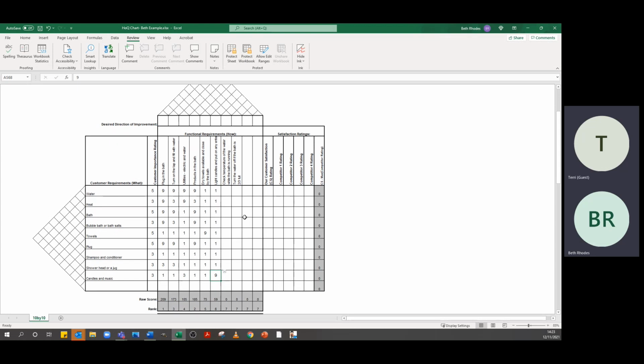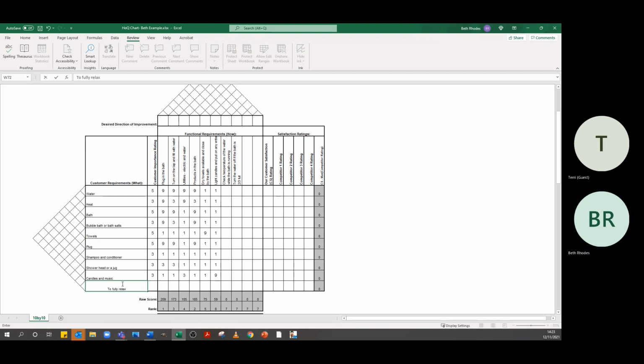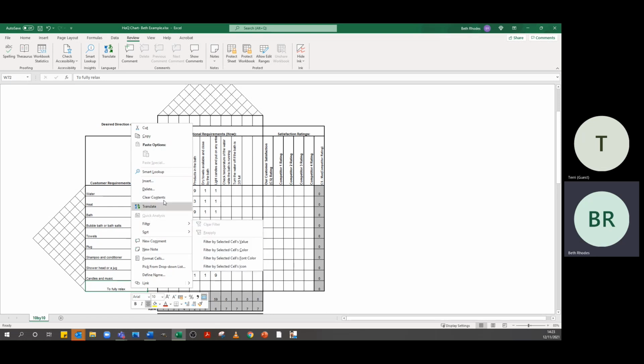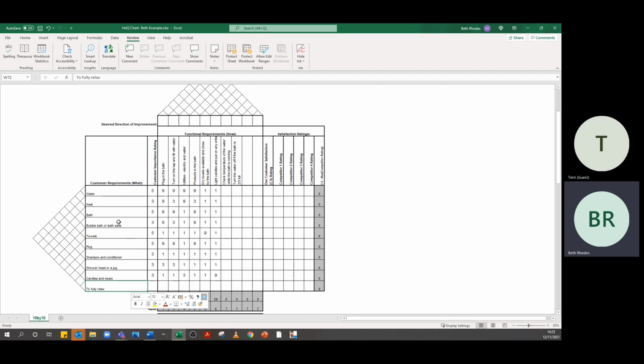And the one thing, actually, while we were filling that in, that I think we've missed off our customer requirements, is to fully relax. That's what a customer wants, isn't it, from a bath? Yeah, of course, you're right. To fully relax. I think in our overcomplication we've completely missed it. And actually that would be a 5 income. One of your biggest requirements from the bath, yeah.